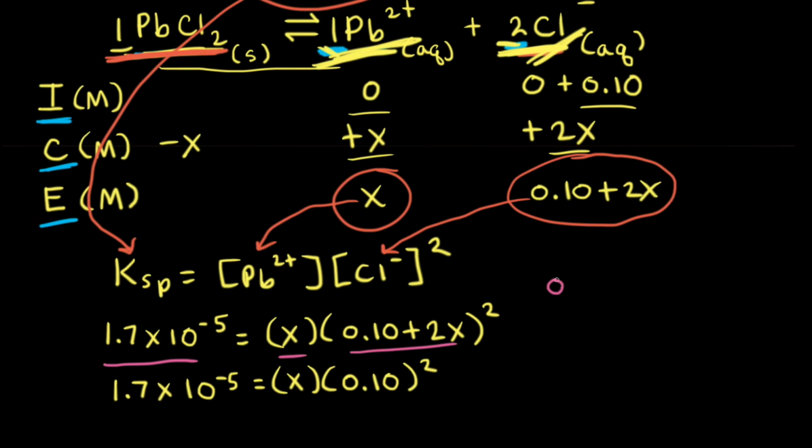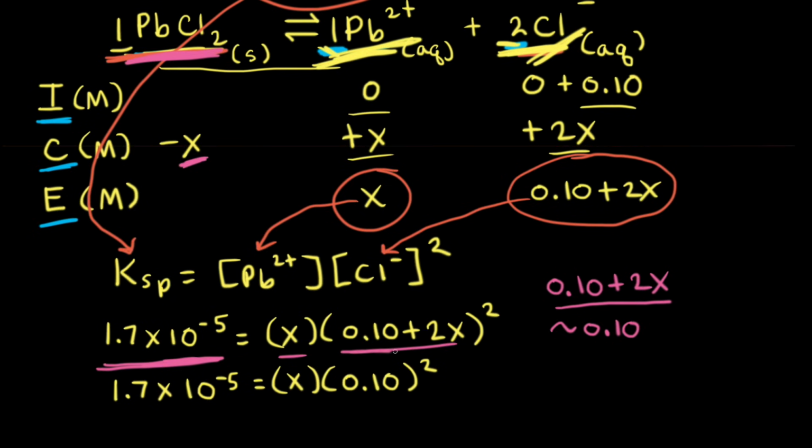Now let's think about 0.10 plus 2X for a second here. With a very low value for Ksp, 1.7 times 10 to the negative fifth, that means that not very much of the PbCl2 will dissolve. And if that's true, X is a pretty small number. And if X is a small number, 2X is also pretty small. So we're going to make an approximation and say that 0.10 plus a pretty small number is approximately equal to just 0.10. And that's going to make the math easier on us.